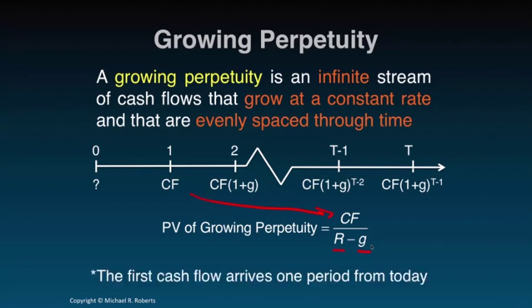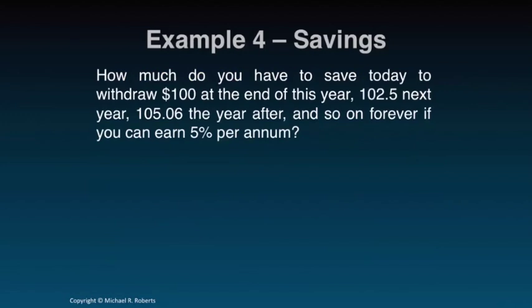Again, we're going to have to assume that the first cash flow arrives 1 year from today to use this formula, as well as having all the other requirements being satisfied, the cash flows being evenly spaced and them growing at a constant rate. So let's do a little example now.